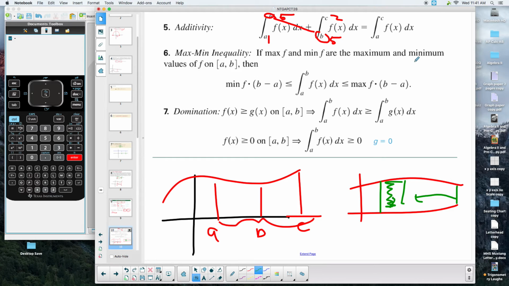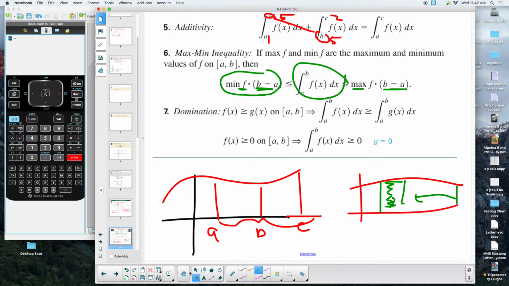6 and 7 we don't use a whole lot. 6 is just the extreme value theorem. It says if you take the smallest value, the minimum of f, and multiply by the gap, and the largest value, the maximum of f, and multiply by the gap, that the actual value is going to be between them.